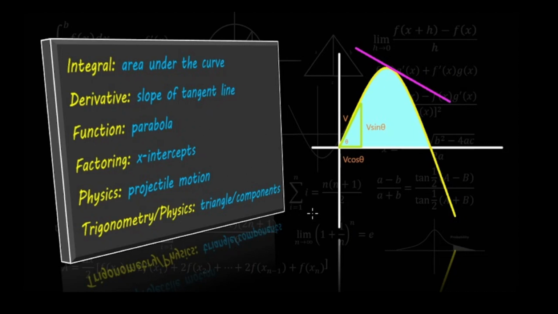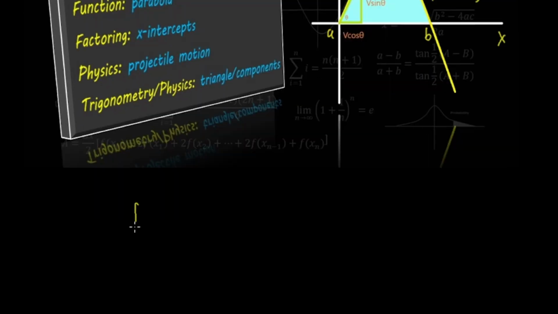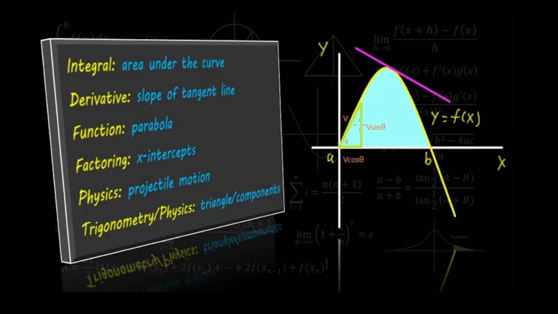Integral. So if I integrate this function from, let's say, this point to this point, I will get the area under the curve above the x-axis, right? Now let's say this is the y-axis, this is the x-axis, and this is a function y equals f(x). Let's say this point here is a, this point here is b. So if I integrate from a to b of f(x) dx, I will get the area of the blue shaded region here.